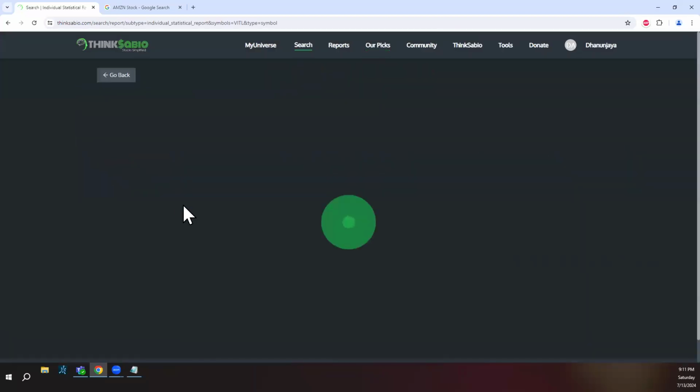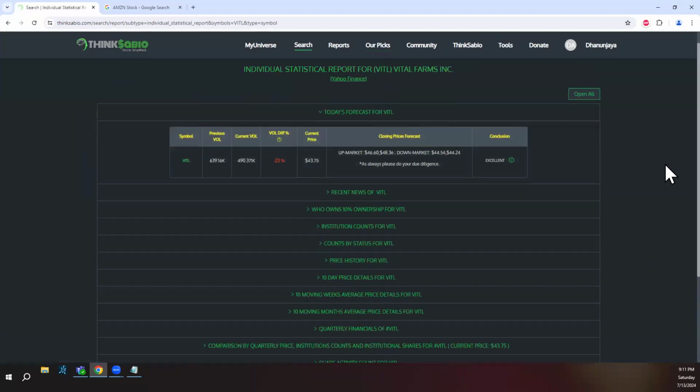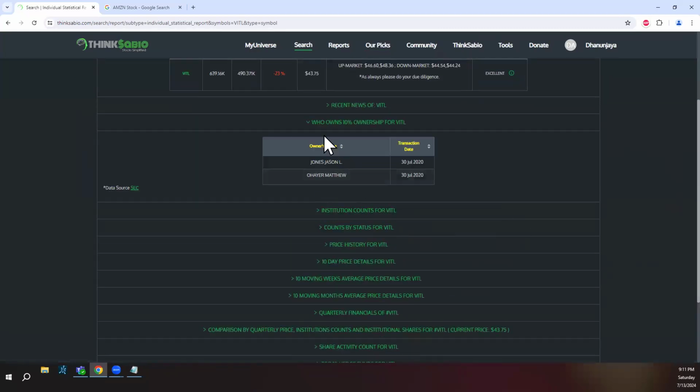Let's see. That also you can see, now that you know the stock. So let's see who invested in it. Not here.